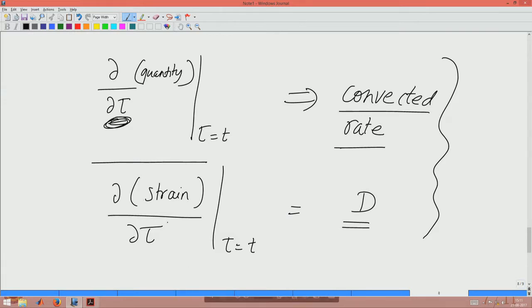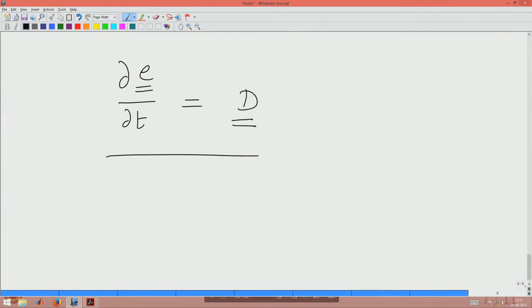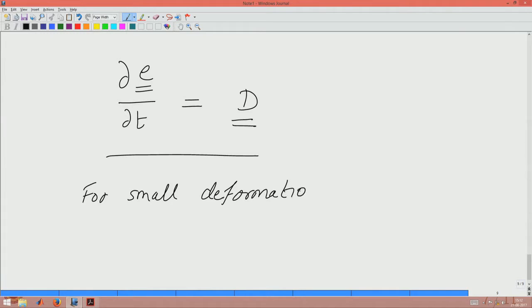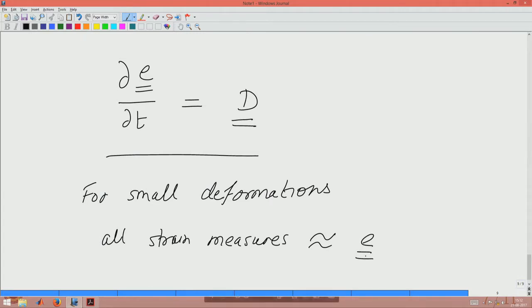Again, there are multiple options, unfortunately or fortunately, in which way we can define strain, but all of these strains will reduce to E for small deformations. So, this is again a point which we can emphasize for small deformations. I think we have said this before, but we will just remind ourselves that all strain measures will reduce to E. And so, in the beginning of the course we will continue to use E.